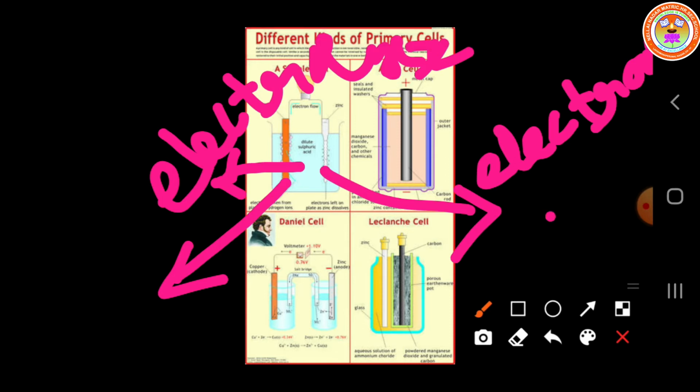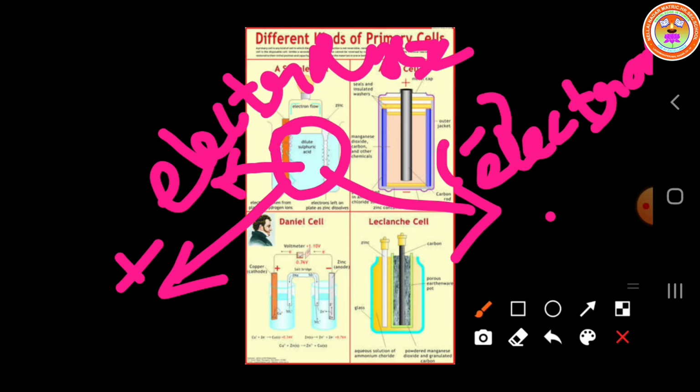And then, due to chemical reaction in the electrolyte, one electrode gets positive charge, so this one may get positive charge, and another one gets negative charge, producing a continuous flow of electric current. So this is the way we are producing electric current.